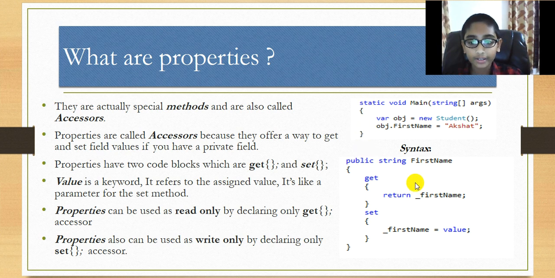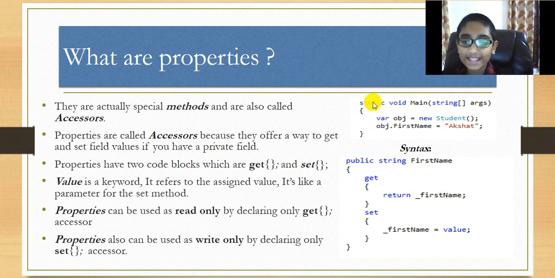So the naming convention for a property is Pascal case. We usually name properties with the same name as the field itself, but we'll remove the underscore and name it in Pascal case. After the get method, you need a set method, and then the field name equal to value, semicolon. I'll show you all these concepts in action in Visual Studio.